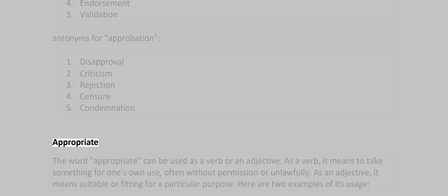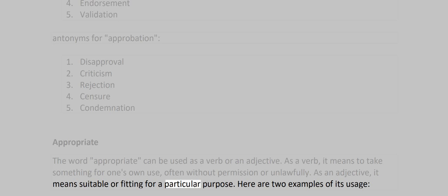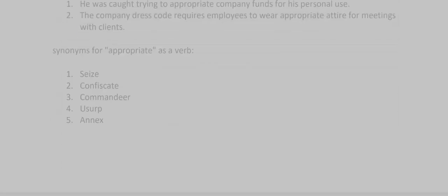Appropriate. The word appropriate can be used as a verb or an adjective. As a verb, it means to take something for one's own use, often without permission or unlawfully. As an adjective, it means suitable or fitting for a particular purpose. Here are two examples of its usage. 1. He was caught trying to appropriate company funds for his personal use. 2. The company dress code requires employees to wear appropriate attire for meetings with clients.